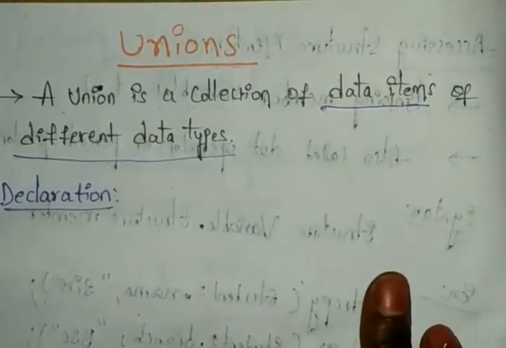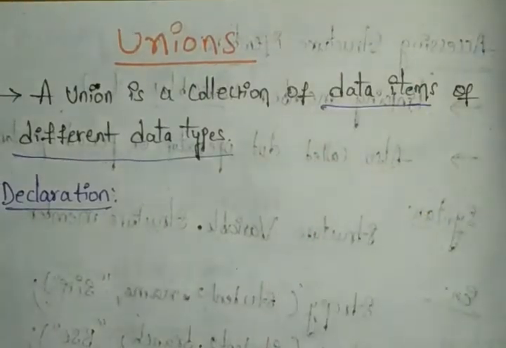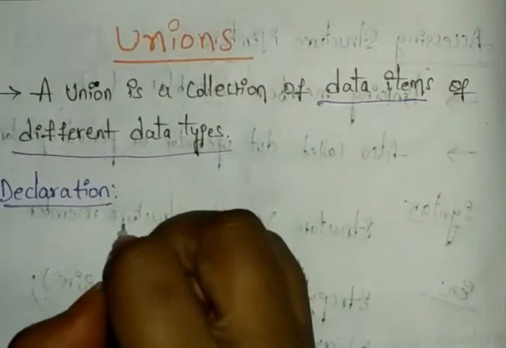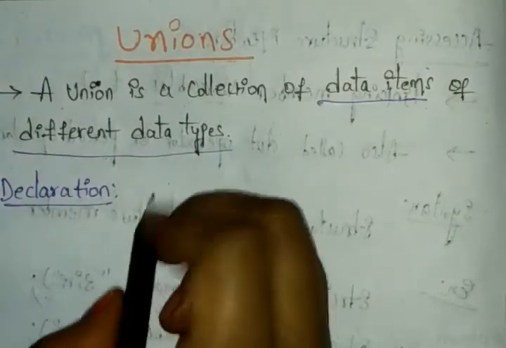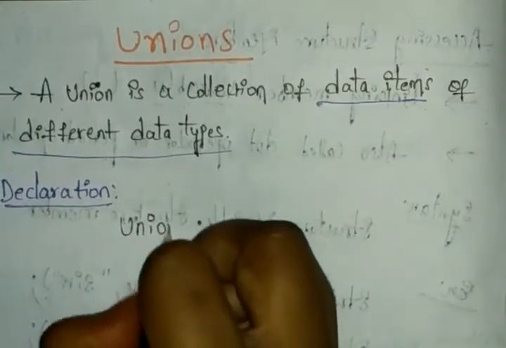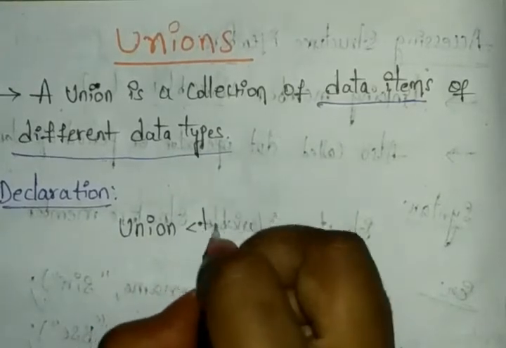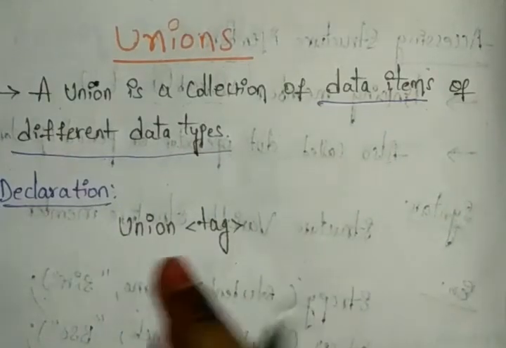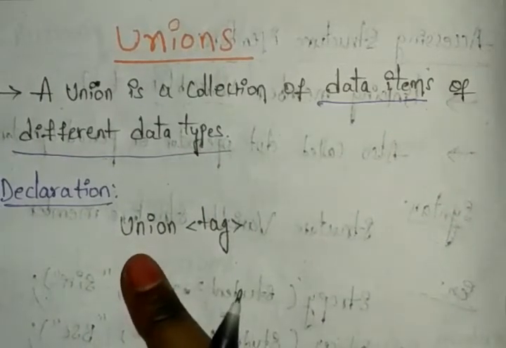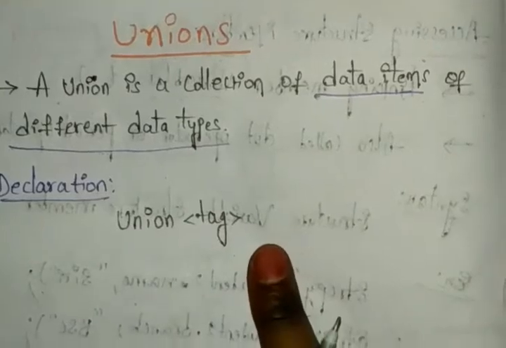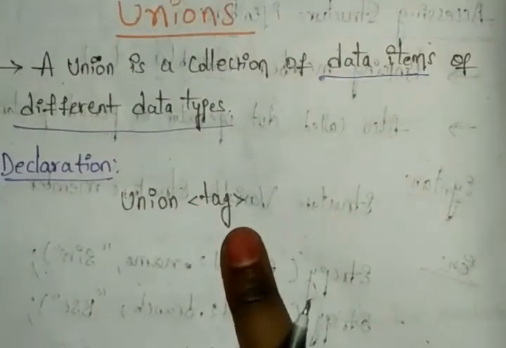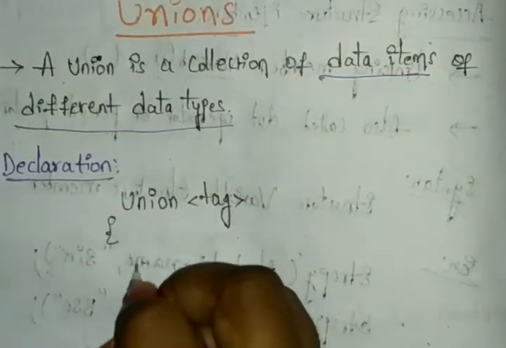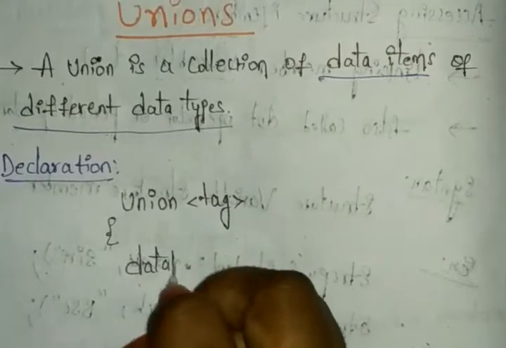And here we have the declaration for the union. Let's see how we can declare unions. First we need to take one keyword, that is the union keyword, and next the tag. This is also similar to struct. Instead of struct we write the union keyword, and next we write the tag name, within the braces.